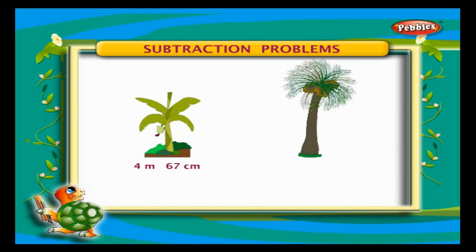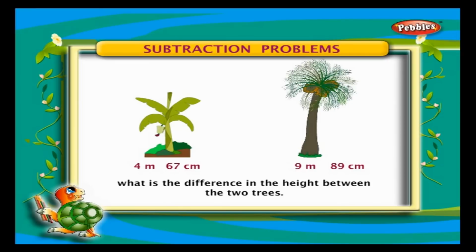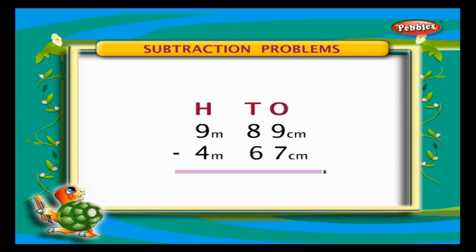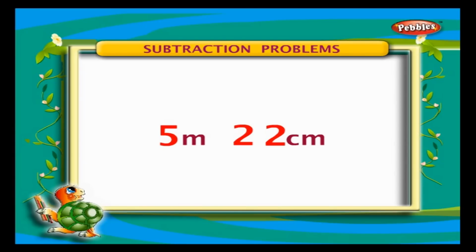Problem 2. The height of the banana tree is 4 meters and 67 centimeters and the height of a coconut tree is 9 meters and 89 centimeters. What is the difference in the height between the two trees? Arrange the numbers in columns. Subtracting ones, we get 2. Subtracting tens, we get 2. Subtracting hundreds, we get 5. Thus the difference in height between the two trees is 5 meters and 22 centimeters.